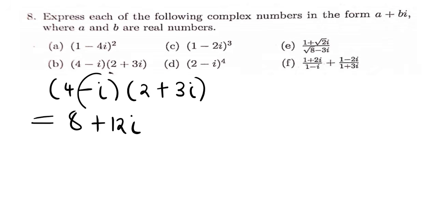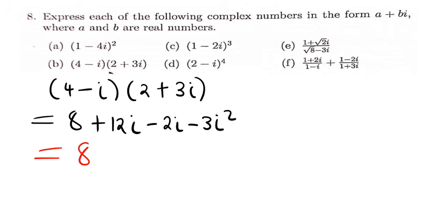Then I come to the negative i. Negative i multiplied by 2, I'm going to have negative 2i. Then negative i multiplied by positive 3i, I'm going to have negative 3i squared. Please, with the i, don't make a mistake. That's where most students tend to make mistakes. Therefore, I'm going to have 8 here, 12i minus 2i, that will give me positive 10i.